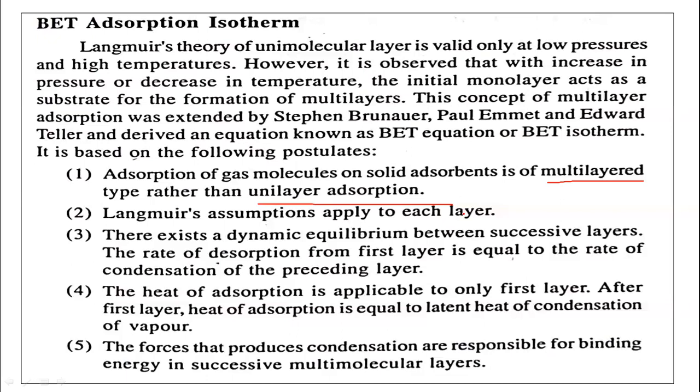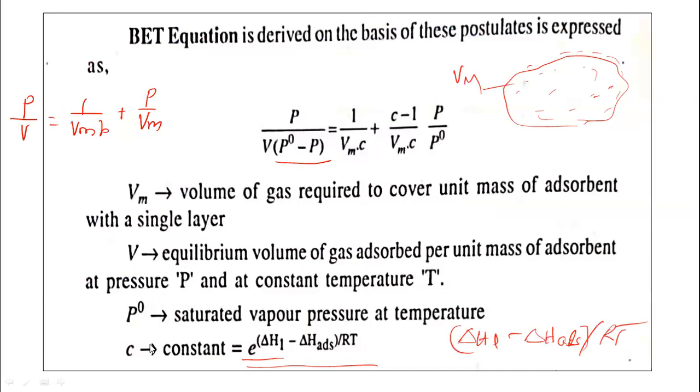So there exists a dynamic equilibrium between the successive layers. What is that dynamic equilibrium? The rate of adsorption on the first layer is equal to the rate of condensation of the preceding layers. The heat of adsorption is applicable to only the first layer. Beyond that, we cannot apply this concept. After the first layer, the heat of adsorption is equal to the latent heat of condensation of the vapor. These are some important assumptions and postulates of the BET theory.